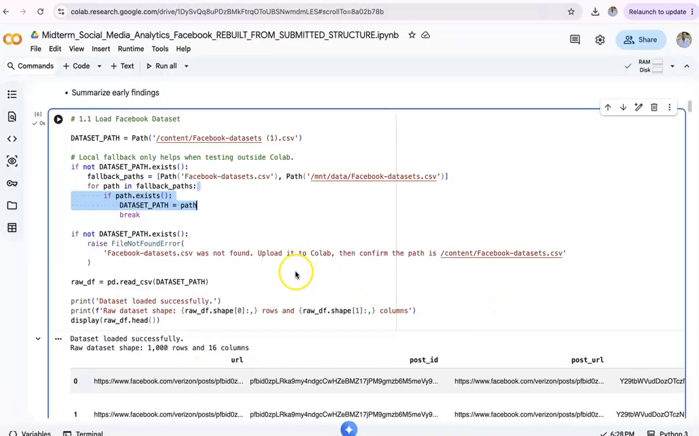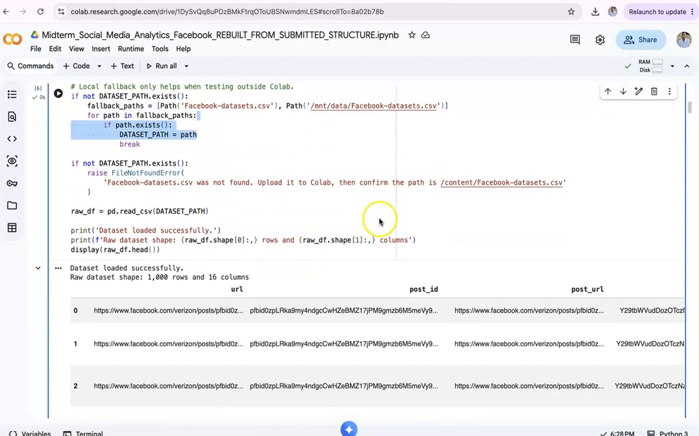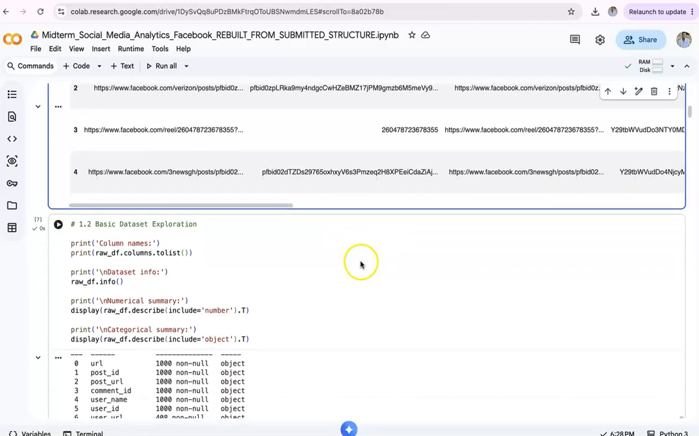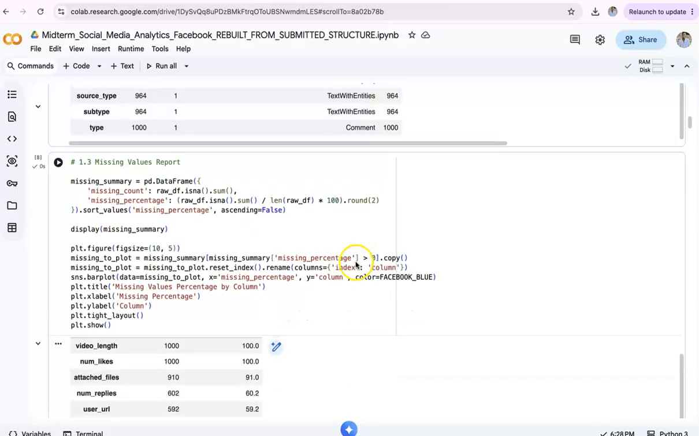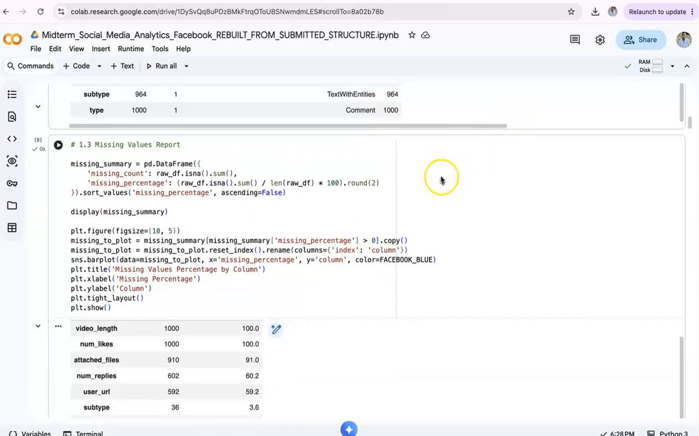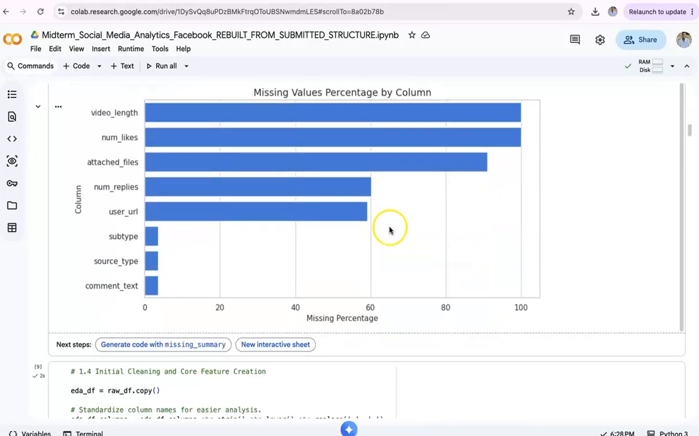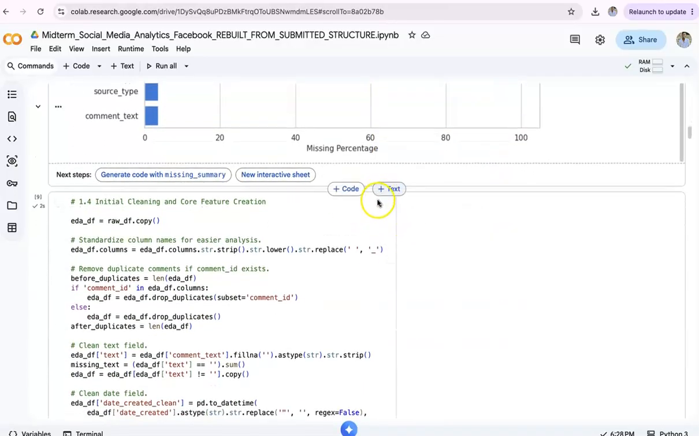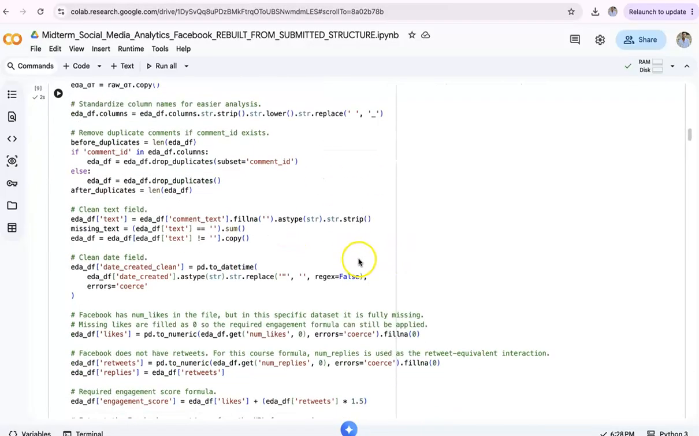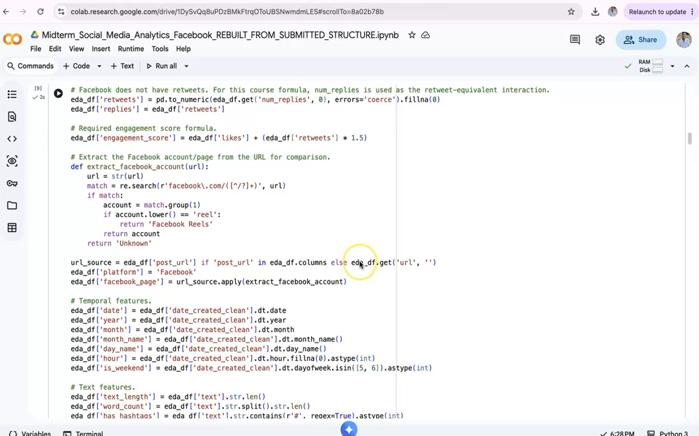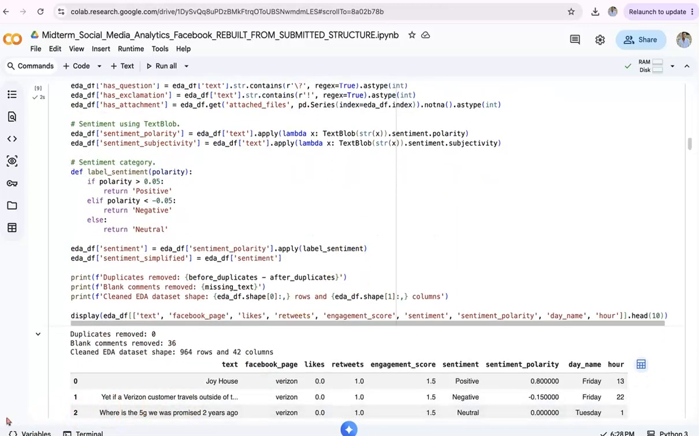I mentioned understanding the dataset. First, we load the dataset to be able to understand it and see its contents. Once that is done, we execute a missing values report to check for missing values. Then we proceed with the initial cleaning and core feature creation. I'll move over now to the PowerPoint to continue with the rest of the presentation.